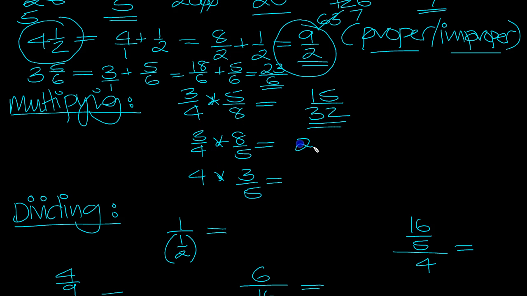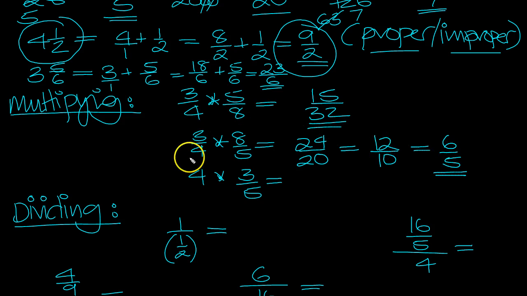Here, 24 over 20. 3 8's are 24, 4 5's are 20. But there's a 2 common here, so divide by 2 top and bottom, that'd be 12 over 10. And there's another 2 top and bottom, so you can write down 6/5. And that's the fraction in its lowest form.